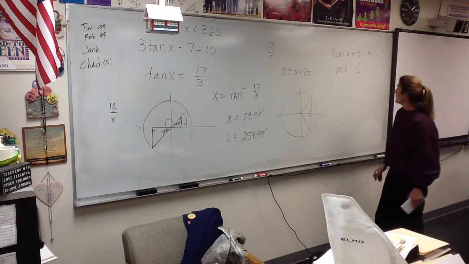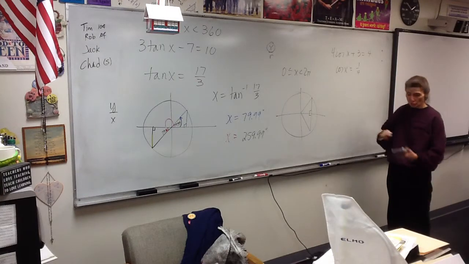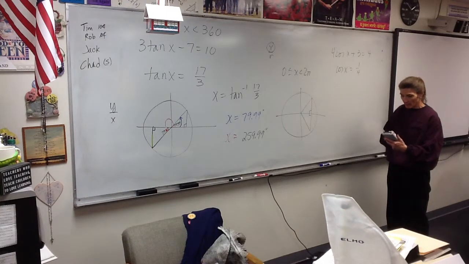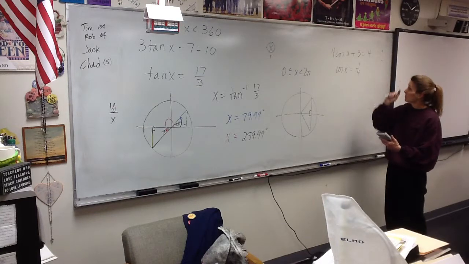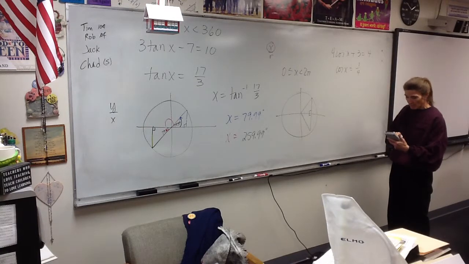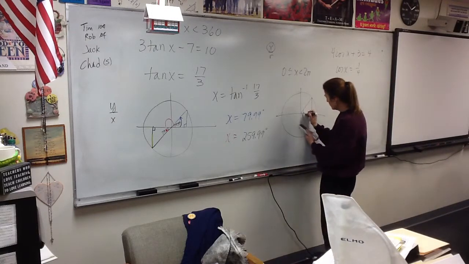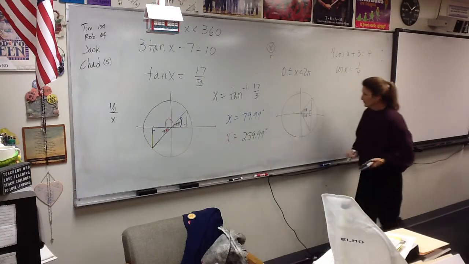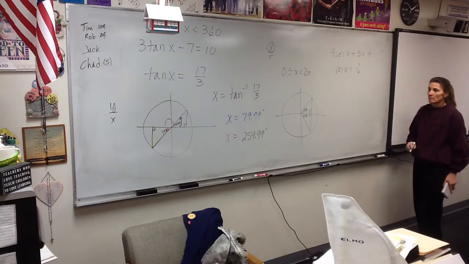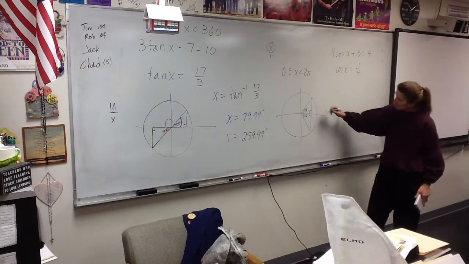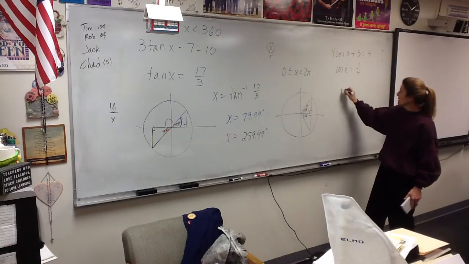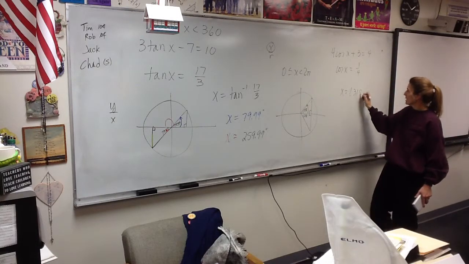Now I need to know the angle. That is not one of my special triangles. So I'll set my calculator in radians, because that's what the directions said. And I will second cosine 1/4. And I get 1.318. Now the black angle is clearly going to be 1.318.